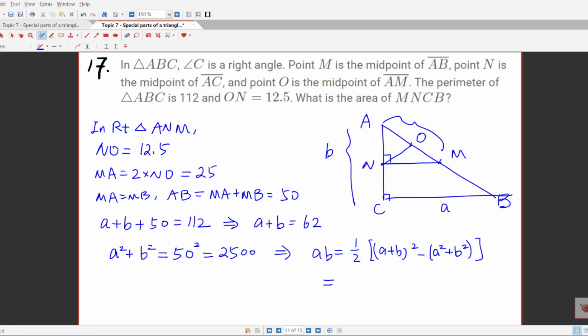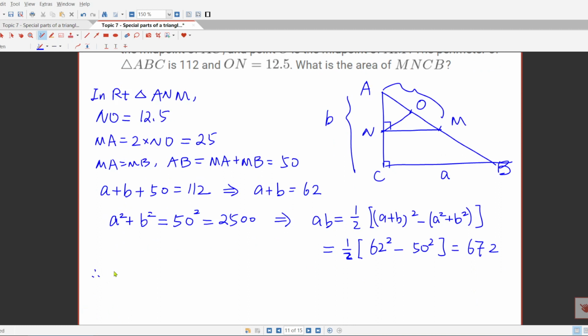And we can put all this number in. So 1/2 of 62 squared minus 50 squared, right? And eventually we have 672. And therefore, the area of ABC is given by 1/2 of AB, which is 1/2 times 672, which is 336, right?